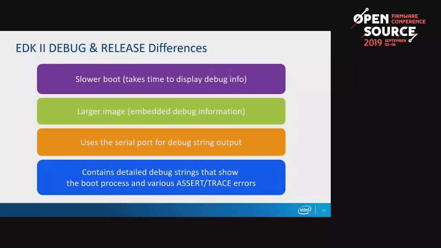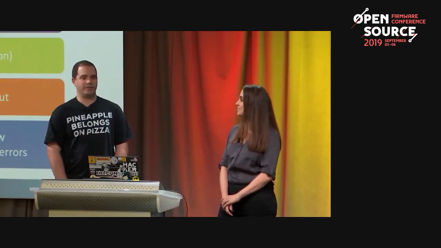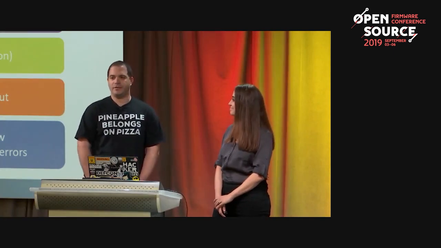So debug is obviously slower boot, larger image. It's clunkier, but you can use the serial port to get all the debug output and see things like certain trace errors. Oh, yeah, there's a lot of stuff coming out of serial if you boot in debug. And it takes, what, like 8 times slower than release? But you get a lot more insight into the code.